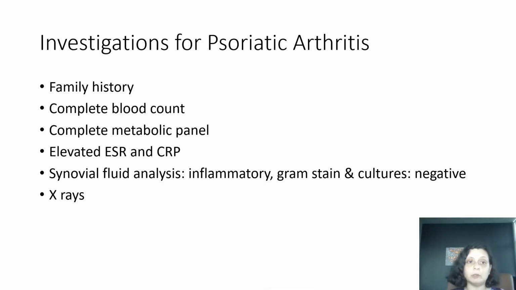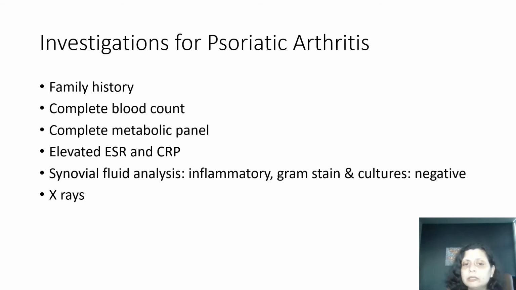Okay, so let's talk about the investigations for psoriatic arthritis. Of course, history is very important, and especially the family history is important in psoriatic arthritis. You can get a complete blood count and a complete metabolic panel. You can also get inflammatory markers like ESR and CRP that could be elevated in this condition.